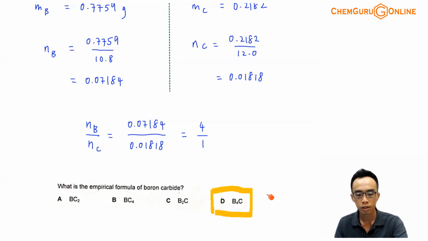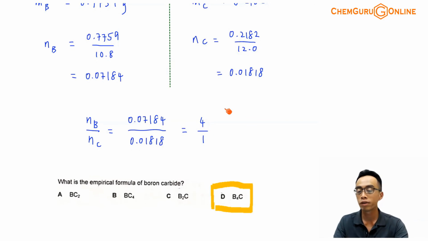So if I run through the options, the answer in this case for the empirical formula for this boron carbide has to be D, B4C. Alright, so that was the discussion involving question 9.